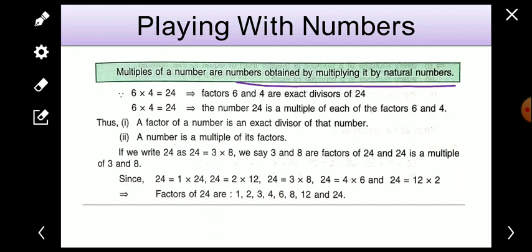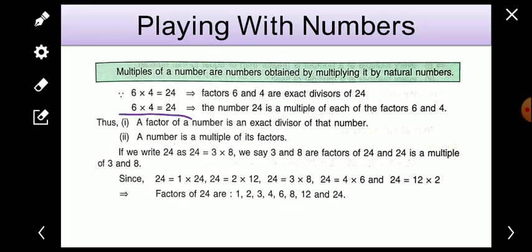If we multiply any number by any natural number, then we get a multiple of that number. Suppose 6 into 4 is equal to 24. Then the factors of 6 and 4 are exact divisors of 24. The number 24 is the multiple of each of the factors of 6 and 4. So you must have understood that if the product of two numbers is 24, 6 into 4, then 6 is a factor and 4 is a factor of 24. And whatever the factors of 6 and 4 are, those will be the factors of 24 also.